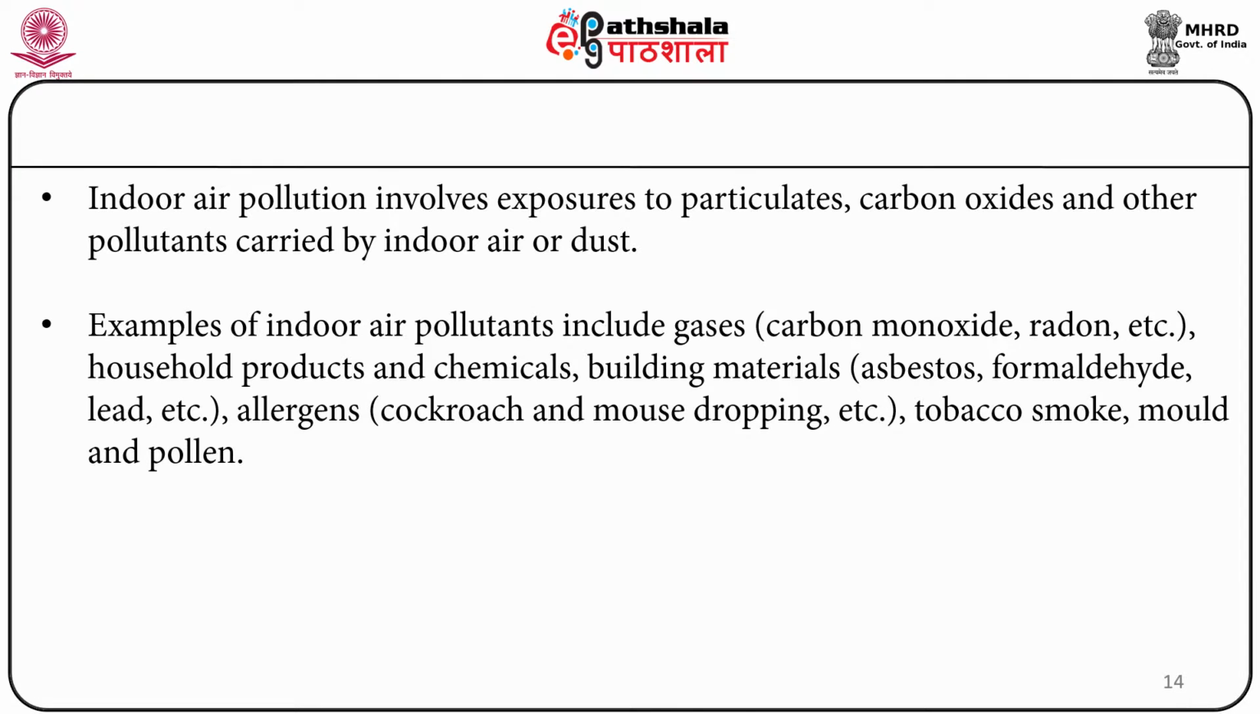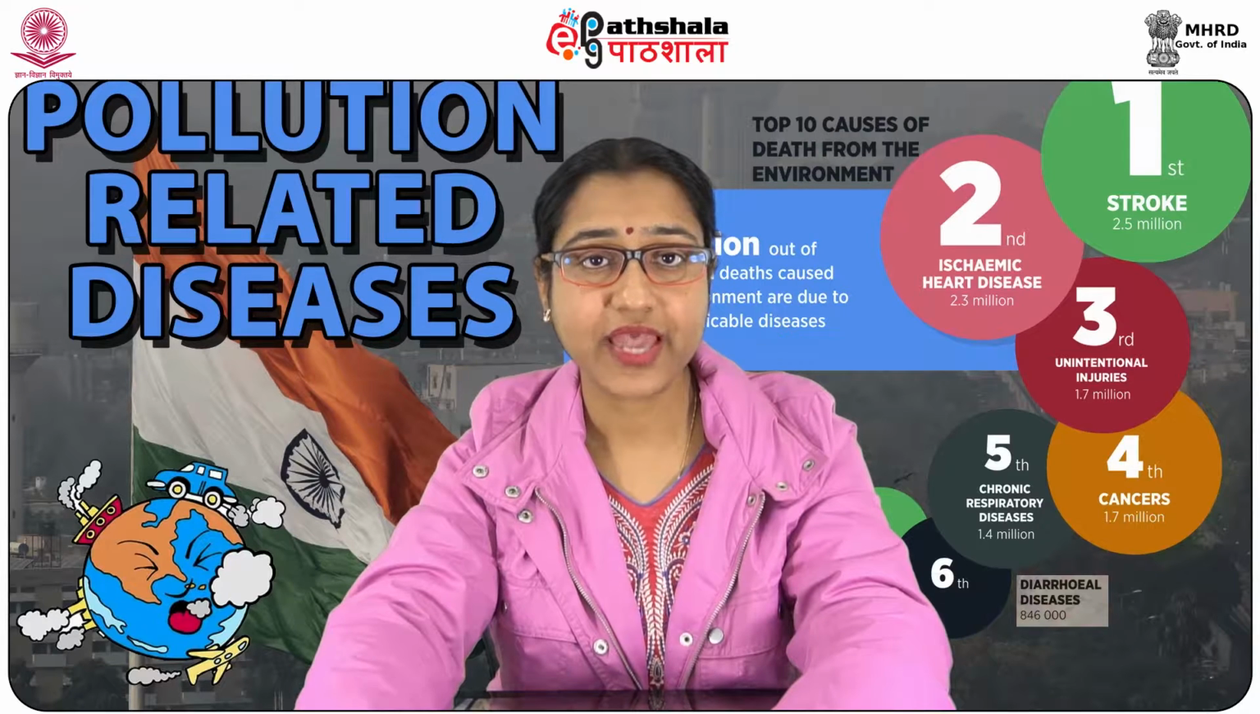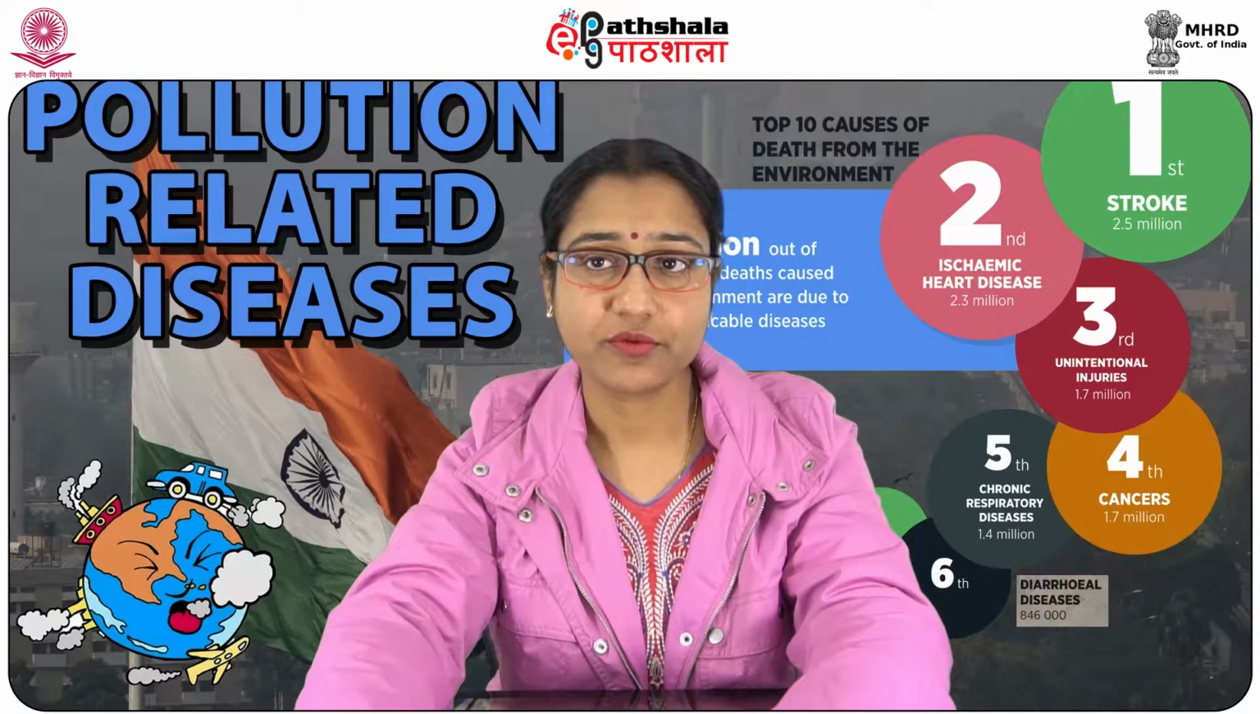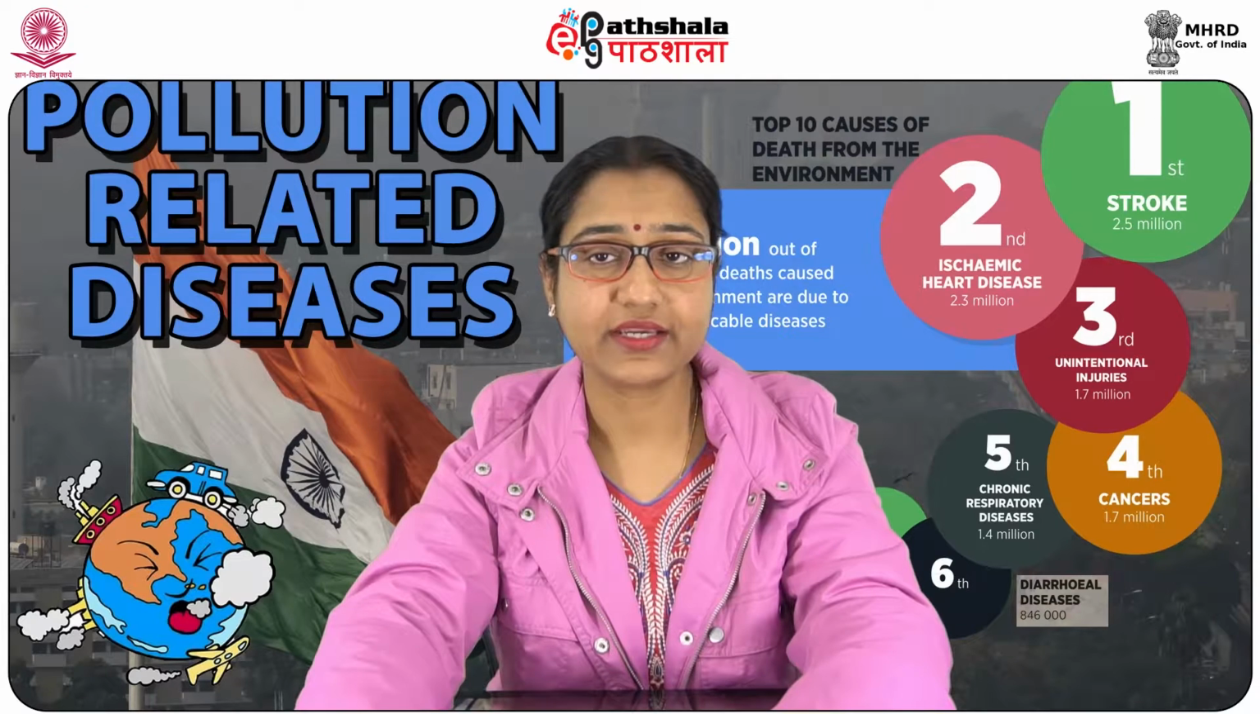Indoor air pollution involves exposures to particulates, carbon oxides, and other pollutants carried by indoor air or dust. Examples of indoor air pollutants include gases, carbon monoxide, radon, etc., household products and chemicals, building materials such as asbestos, formaldehyde, lead, allergens such as cockroach and mouse droppings, tobacco smoke, mold, and pollen. In some instances, outdoor air pollution can make its way indoors by way of open windows, doors, ventilation openings, etc.